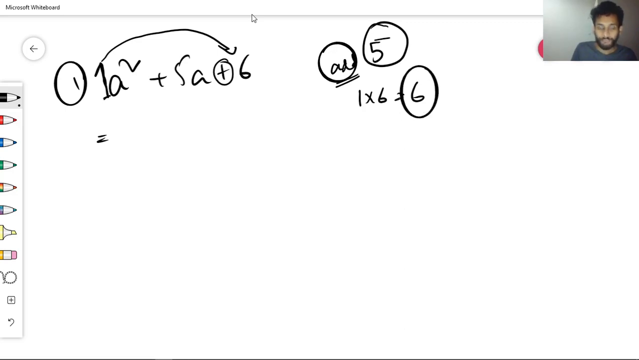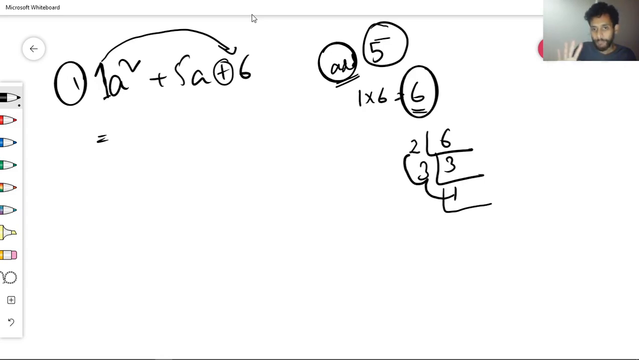So now we have to find two numbers whose product is 6. If I find the prime factorization of this, 2 times 3 is 6, and 3 times 1 is... So now you have these numbers. You have to arrange them in pairs of 2.